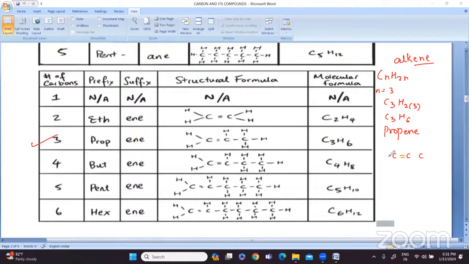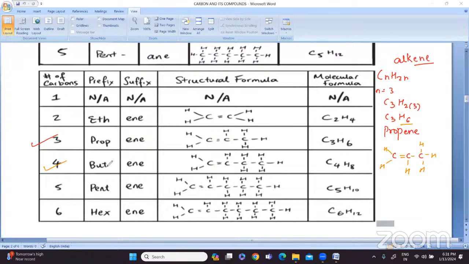Now here, there is one H on this carbon, one H on this one. The number of hydrogen atoms is 6, so I have to add 6 hydrogens: H, H, H, and here there will be one H. So 1, 2, 3, 4, 5, 6. I hope this is clear. So whenever you have alkenes, there will be a double bond.